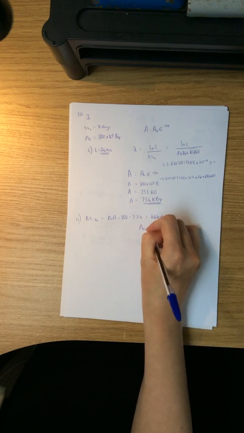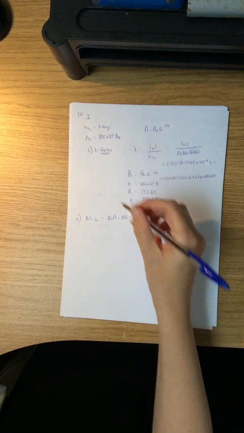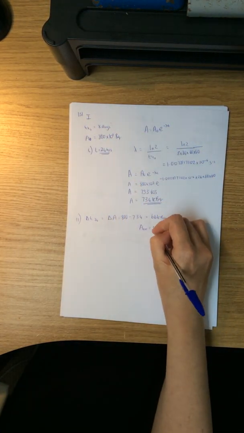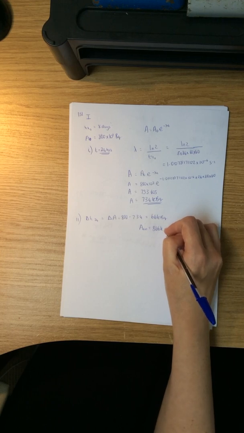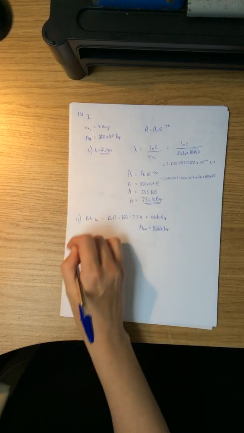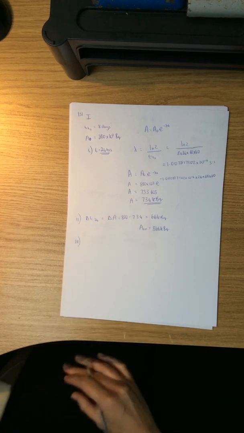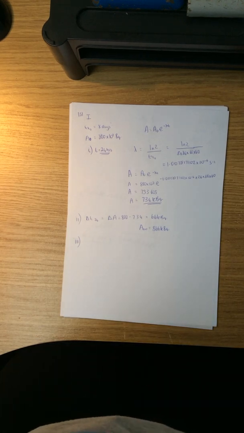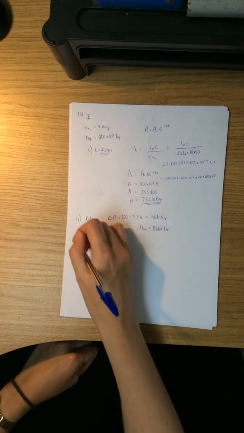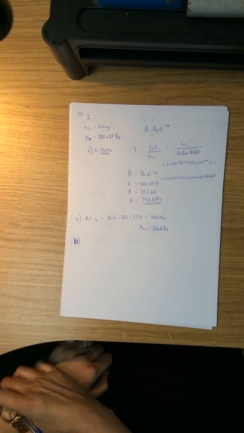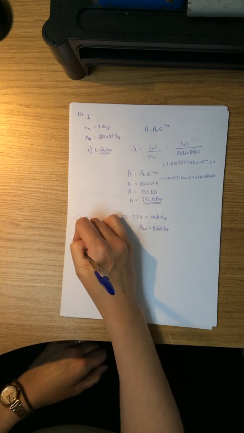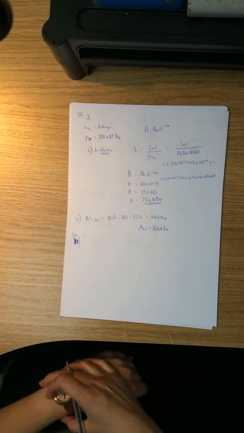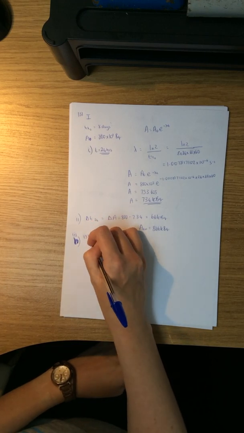So I'm going to call it A0, the one it's talking about 24 hours before, A0 would be 866,000 becquerels. Then the hardest part of the question, it wants you to figure out the mass of the sample that's given to the patient. Part 3: the mass of the 131 iodine in the sample when it was given to the patient.